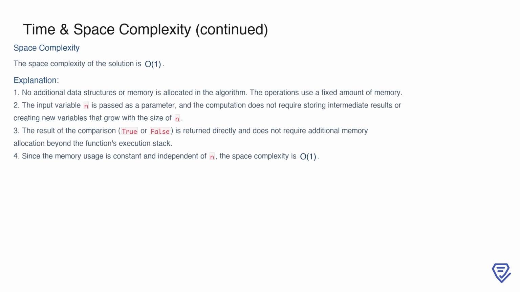Now, looking at the space complexity, the solution is also O(1) or constant. This is because the algorithm does not use any additional memory beyond the input parameter and the result it computes. It doesn't create or rely on data structures like arrays or lists, and it doesn't need to store intermediate results. The input variable, n, is simply passed as a parameter to the function, and the computation happens directly without requiring extra memory allocation. The output, whether true or false, is returned immediately, with no additional storage requirements beyond the function's execution stack. This lack of dependence on the size of n ensures that the space complexity remains constant.